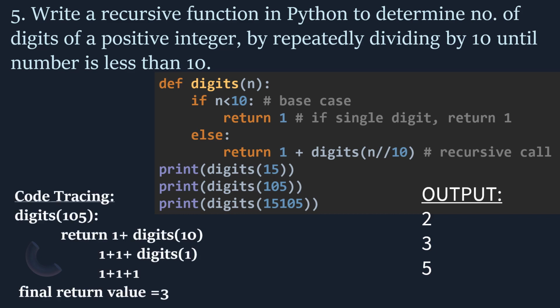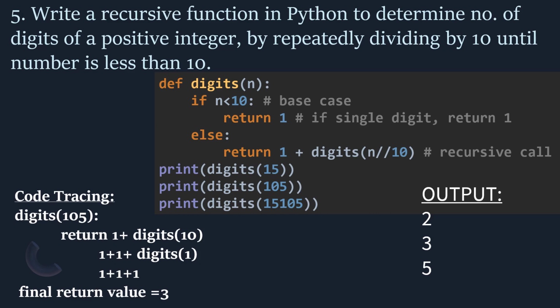Let's say the digits function is called with the value 105. That means the n value is 105. Then it will go to the else part because n is not less than 10, that means n is not a single digit number. So it will go to the else part and it will return 1 plus, again the digits function will be called with the value n floor division 10. That means 105 floor division 10 will give you the value 10.